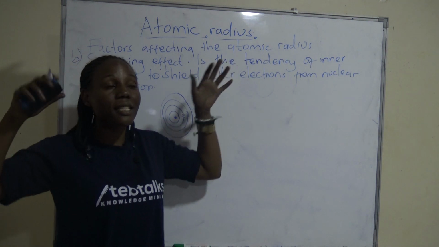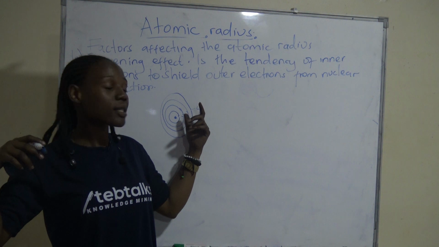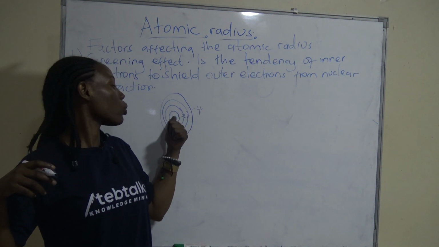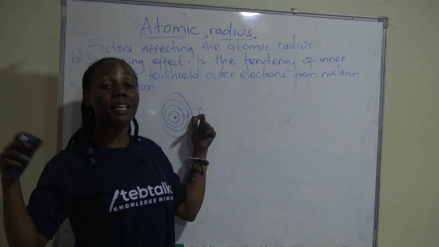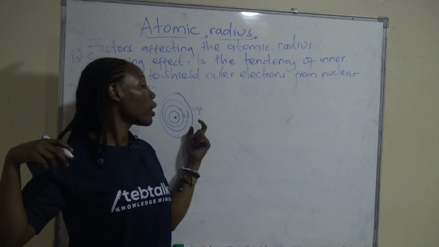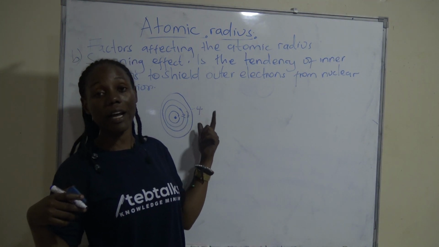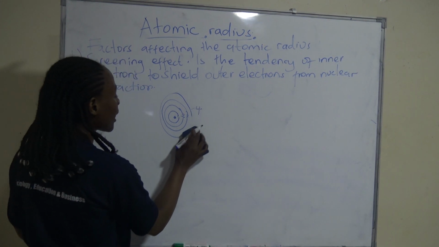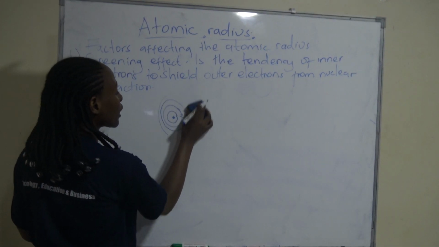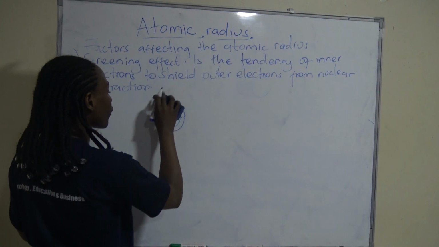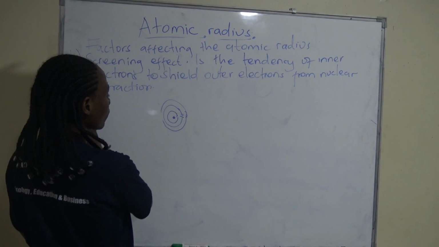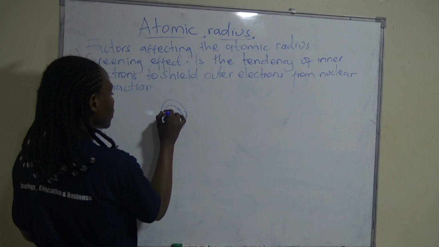They tend to chase them away. They reduce the forces of attraction between the nucleus and the electrons in the outermost shell. So you find that our electrons in the outermost shell are loosely attracted to the nucleus, and that makes the outer shell go a little bit further away from the other shells.